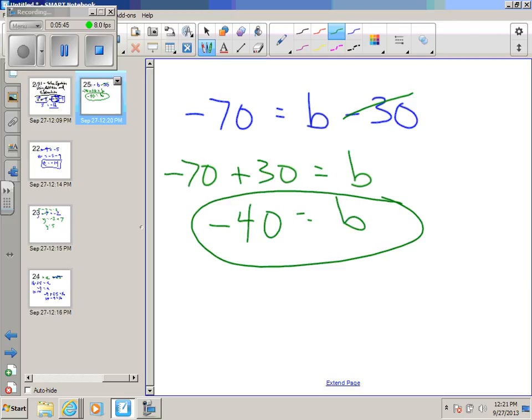Okay. So let's say page 93, 11 through 25.